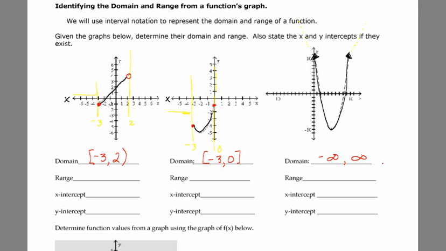Domain is negative infinity to positive infinity. Always use parentheses on infinities, and that's because there are arrows on the end. There's no stopping points. It just continues to the left and the right. And since this is our x-axis and we're covering it left to right, it's going to be all real numbers.